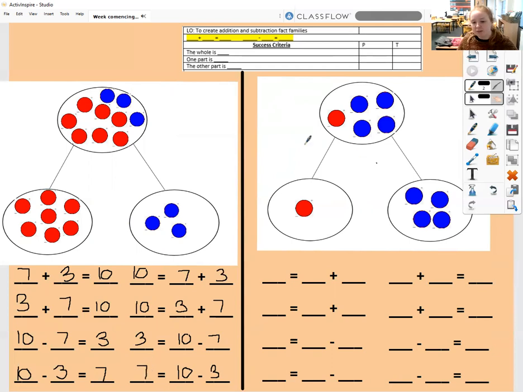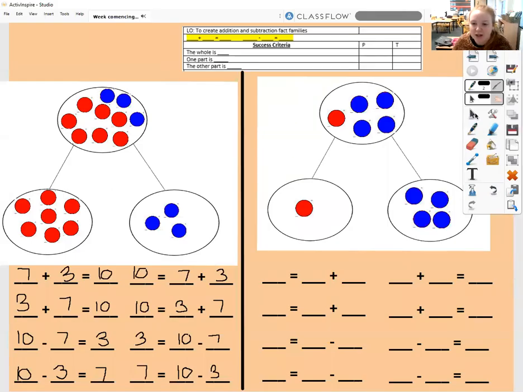I would like you to pause your screens. Please try this one for me and come back when you are ready to check your answers. Fantastic. Let's look at the answers, please. We're just going to whiz through them.